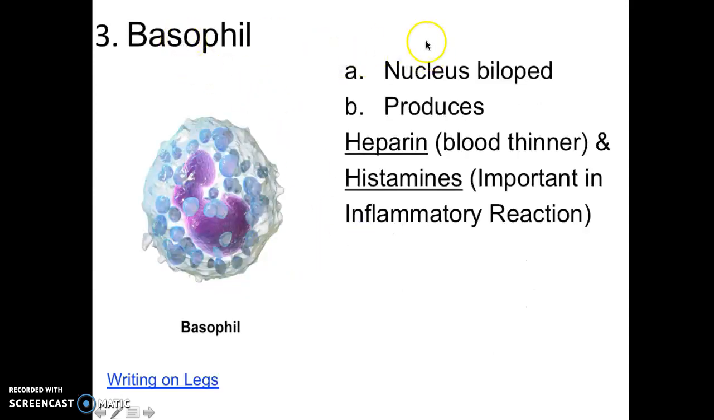Basophil. The nucleus again is also bilobed. You can see again it's a granulocyte. It contains heparin, a blood thinner, and it contains histamines, so it's important for the inflammatory reaction, which we'll talk more about later on, but histamine is produced by the basophil.